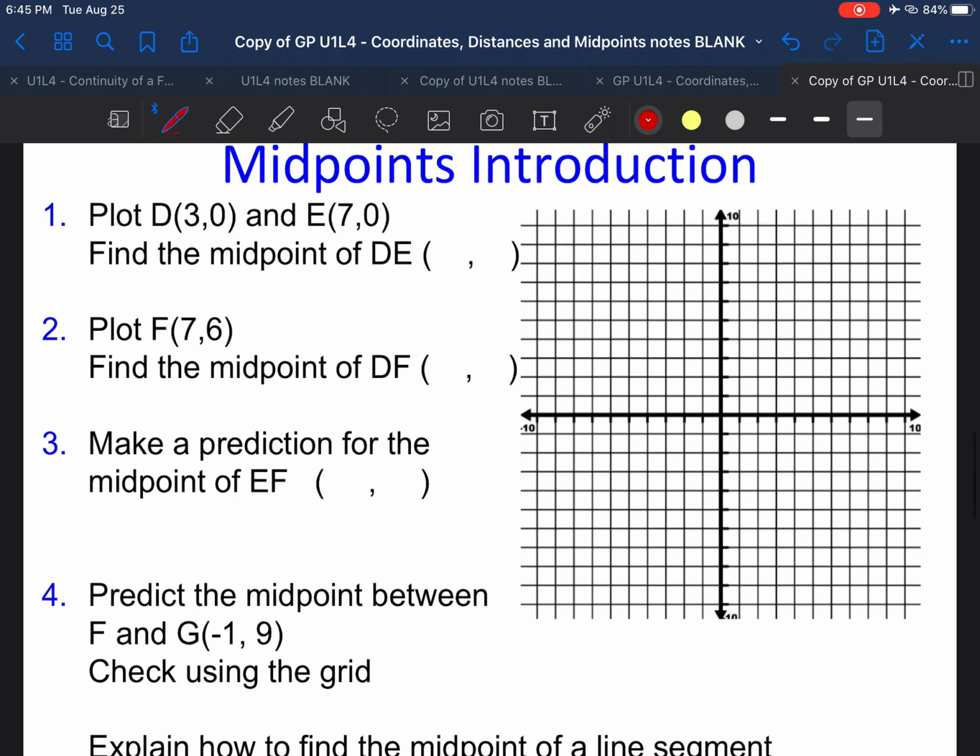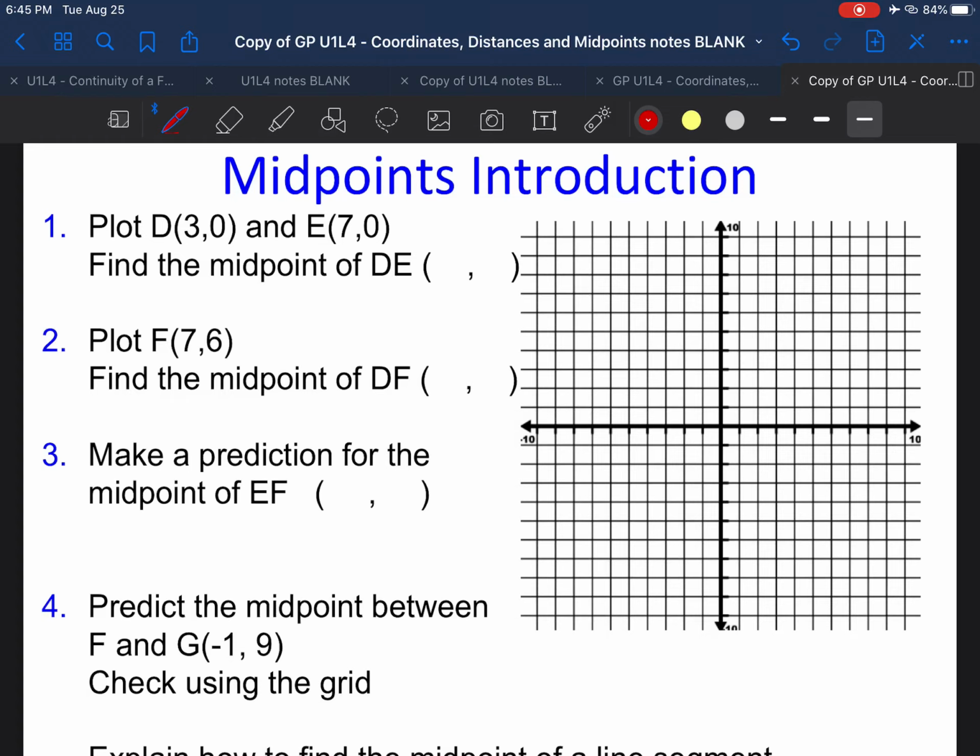Midpoints. Okay, midpoints. So some more plotting, but now instead of finding distance between, we want to find the midpoint. Okay, so D is 3, 0. I'm going to continue with the red, so that's point D. And E is 7, 0, so 4, 5, 6, 7. That's point E. All right, the midpoint of that, well, we know the y value is going to be 0, I think, right? Because if we try and guess where the midpoint is going to be there, what's the x coordinate of the midpoint? Well, it's going to be the value that's halfway between 3 and 7. And to get that, we average them, right? It's 5. So the midpoint of DE is 5, 0.